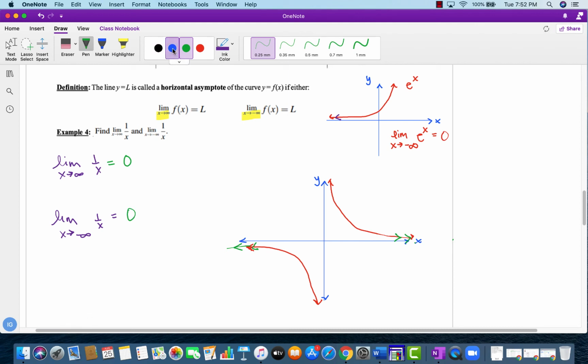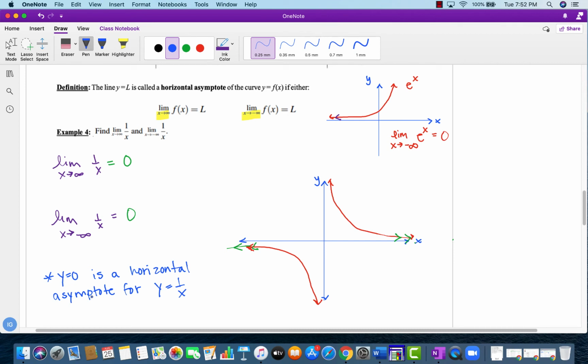So remember, let's make a note here. Remember the y equals 0 is a horizontal asymptote for this function, for y equals 1 over x. So that's the main reason why we get 0 in this case, because it's also a horizontal asymptote for this graph, okay?